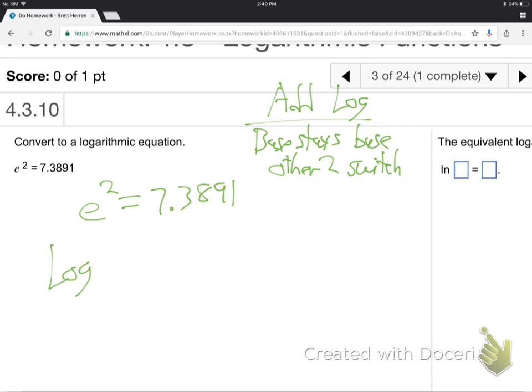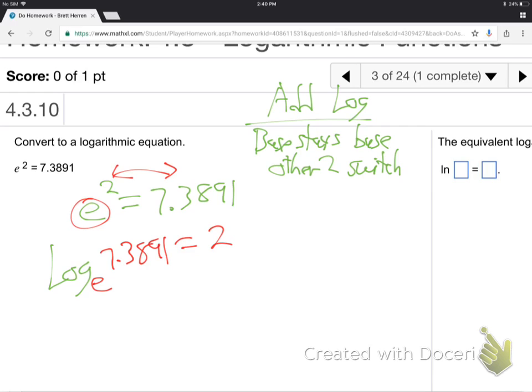When you add the word log, the base stays the base. The base continues to be a low down number. Who's the base? Everybody see, this is the one that's got something on him. He's the base, so he continues to be the low down number. The other two, though, they switch. Instead of e to the 2, it's going to look like e to the 7.3891, and the 2 goes over there. So it's the same rule. If you add on a log word or lose a log word, in or out, base stays the base, other two switch. It's real easy, same rule.